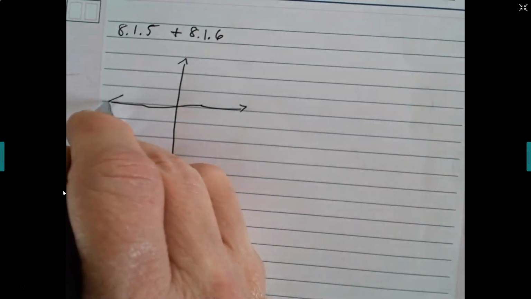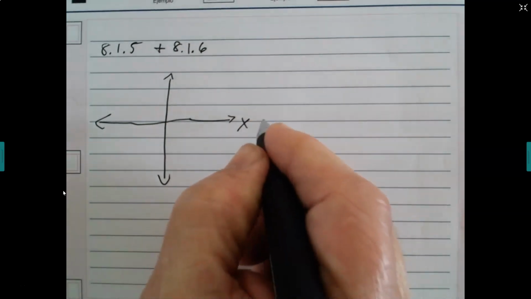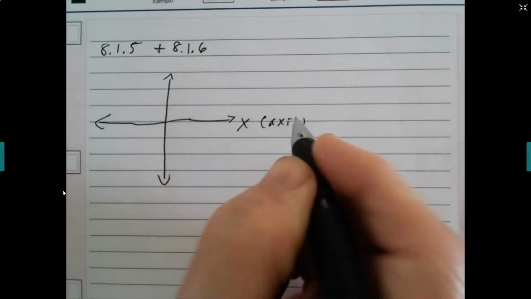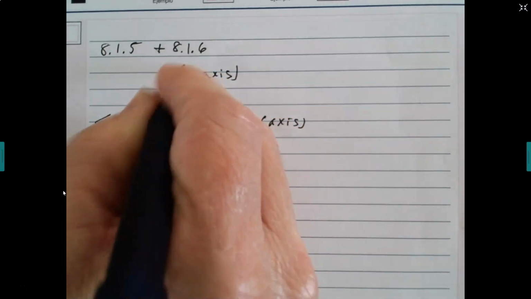In these sections, we're going to take a look at the coordinate plane. And in the coordinate plane, this is the x-axis, and this is our y-axis. Okay?